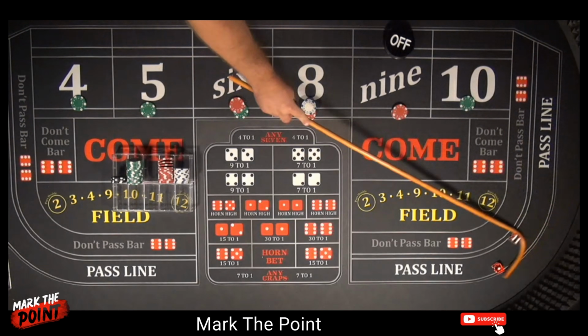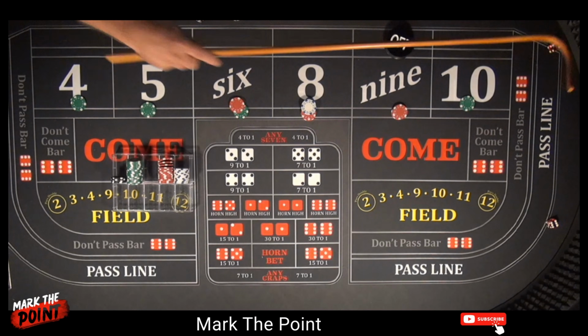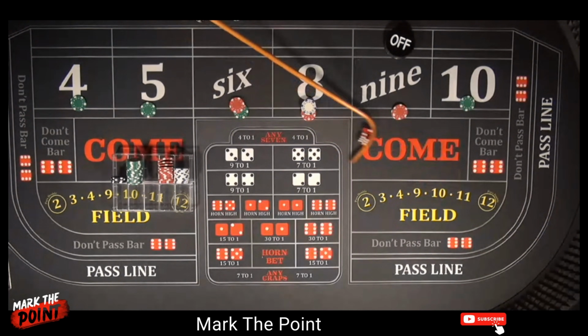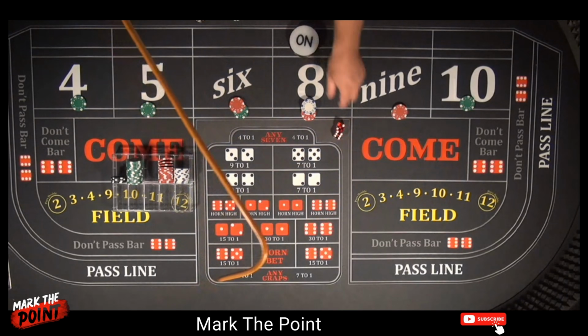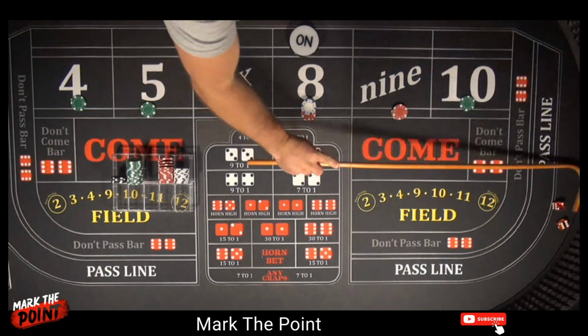And there's a 7. That's a great time to hit it. That's a frontline winner. The puck is off. That's the time to hit a 7. And there's an 8. Okay, so our point is going to be on the 8. Let's mark it up. All right, let's go, shooter. Right back on the 8.